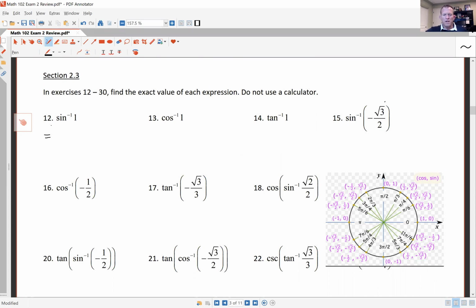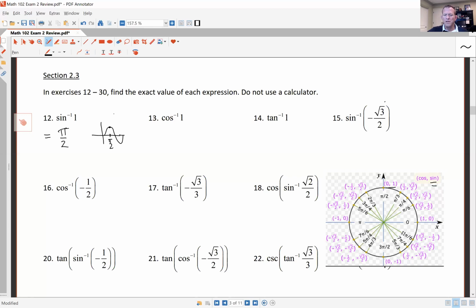The inverse sine of 1, we're looking for the angle or the point on the unit circle in which the y value is 1. And that occurs up here at the angle pi over 2. Sine of pi over 2 is 1. I also remember this because I know that the sine, when I graph it, is 1 at pi over 2.